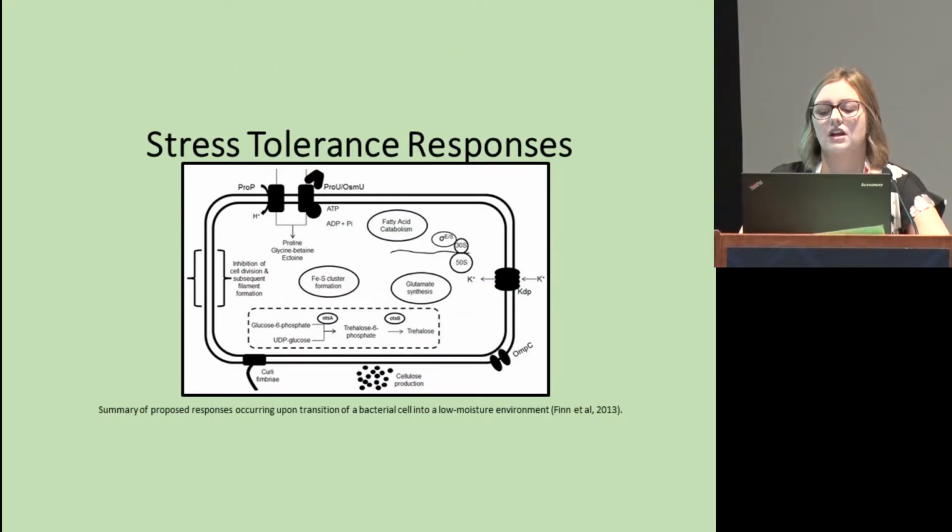Although we know Salmonella cannot grow in the final low moisture environment of these foods, it is able to survive and adapt to these conditions through different mechanisms, which I will speak briefly on. The mechanisms mostly involve altering the osmolarity of the internal cell compositions in order to be in balance with the external low moisture environment to prevent desiccation.